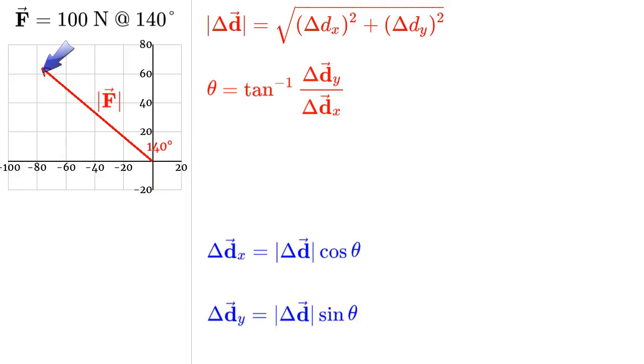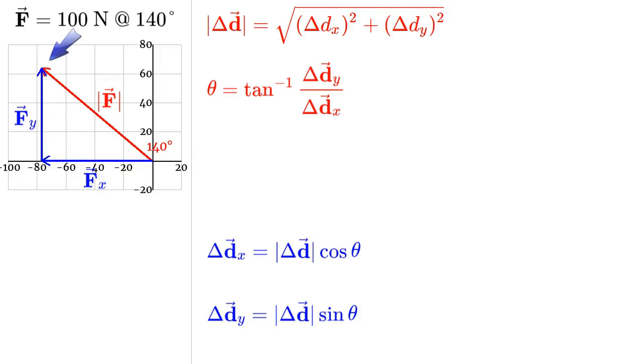Once I've drawn the vector, I can now draw in the x and the y components. So remember that the x component starts from the tail of the vector, goes along the x-axis, and then the y component from there goes up to the tip of the vector, and they form a right-angled triangle.